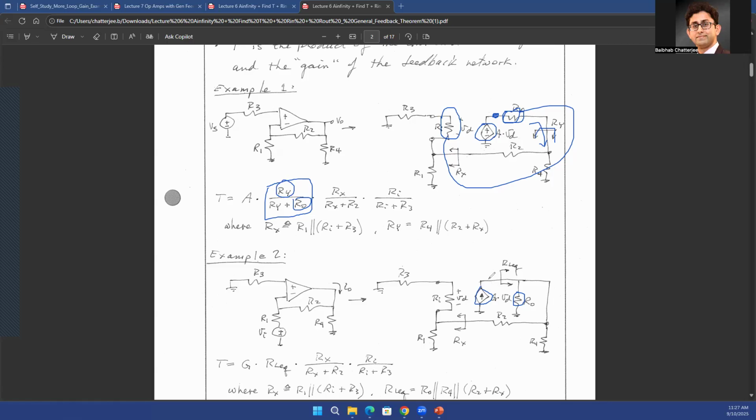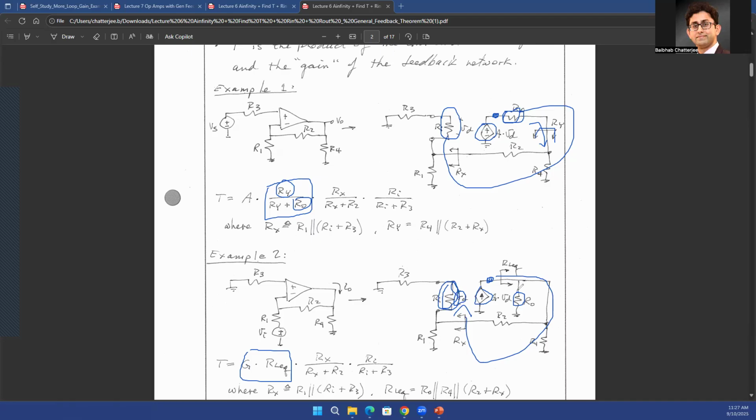In this case, you first found out what is the equivalent voltage at this node. That equivalent voltage at this node is G times RL equivalent times your VD, basically this voltage across your RE, right? So you found out the voltage at this point, and then you try to trace back. You apply the same method. It's nothing different. You try to trace back toward the input side, try to find out how much of the output voltage is available at the input.